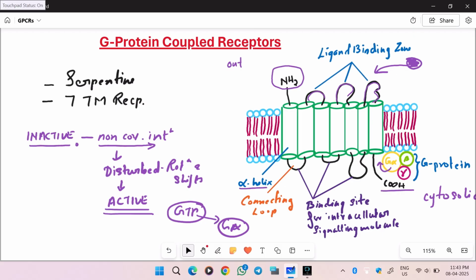Okay. Now let's talk about something called signal amplification.